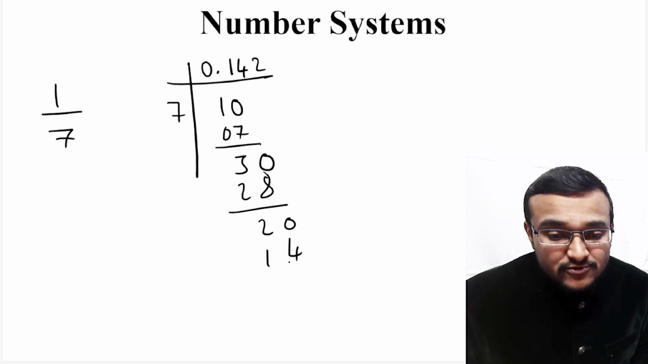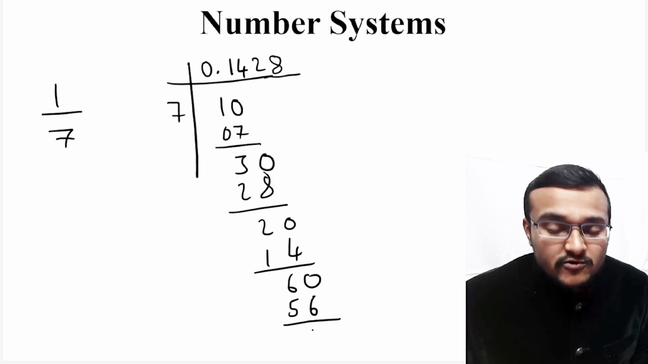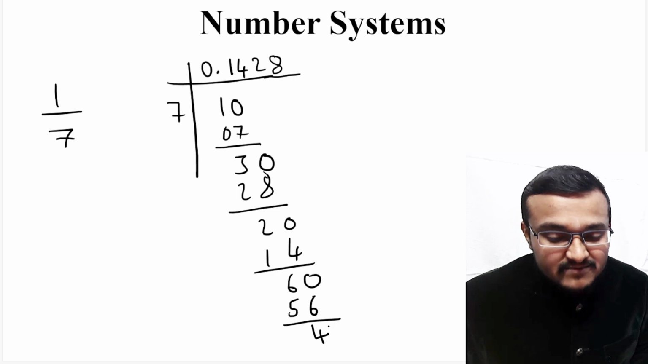So 7 2s are 14, so you'll get 6 in the remainder. So again you can take 60. Here I have taken 7 2s are 14. Now I can take 7 8s are 56. 4 will be there in the remainder place.